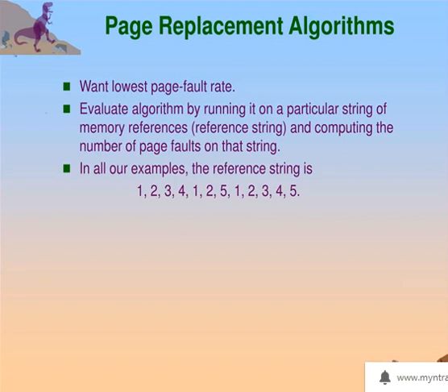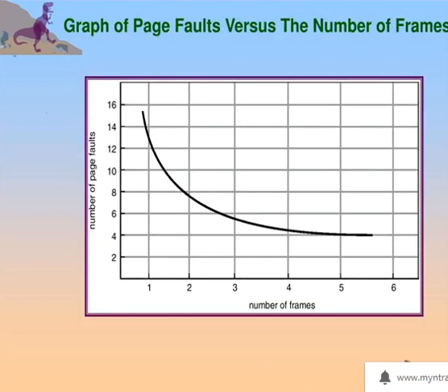So next we have a graph of page faults versus the number of frames. If we increase the number of frames, the number of page faults should reduce. So this is one graph of page faults versus the number of frames. We have Belady's anomaly, which means that for some page replacement algorithms, the page fault rate may increase as the number of allocated frames also increases.